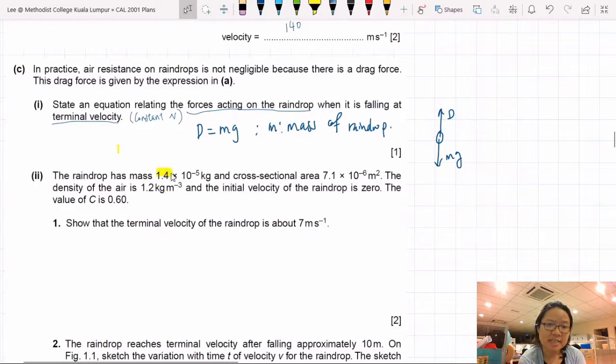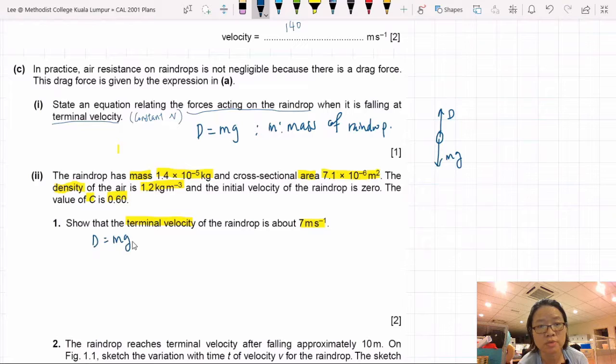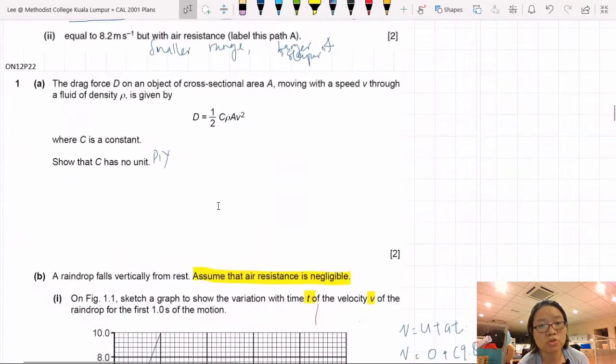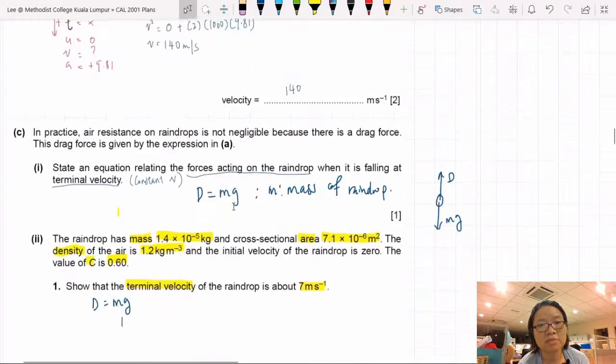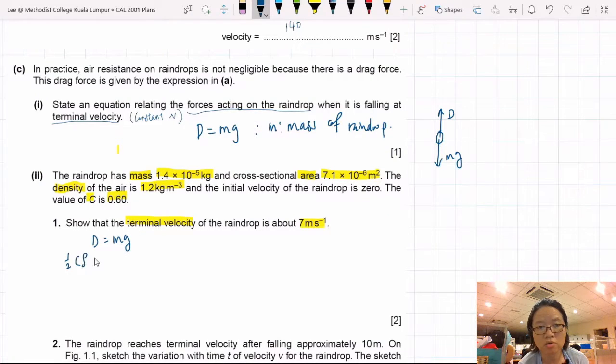Okay, you have the mass of the raindrop, cross-sectional area, density of air, and the initial velocity of the raindrop is 0, the value of c is 0.6, so the terminal velocity is 7. So I'll give you so many numbers, confirm it's a substitution question now. So you get D equals mg, and you can substitute the whole chunk on top, c rho A v squared equals mg, because at terminal velocity D equals mg. So you rearrange, you get this equation, then you substitute, making sure everything is SI.